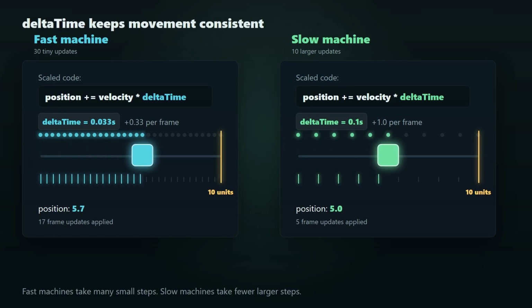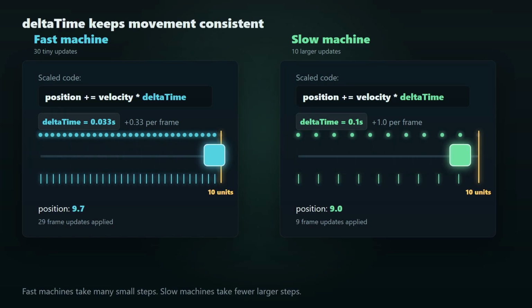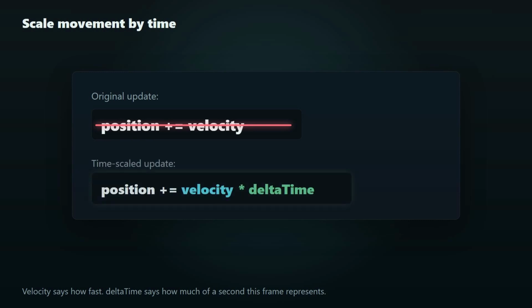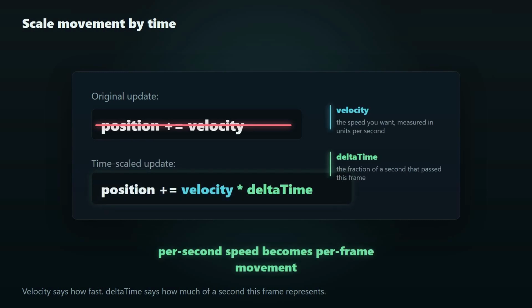So instead of saying, move this much every frame, when we can't be sure how many frames there are going to be, what we need to say is, move this much per second. So we introduce a new value, which we call delta time. Delta time represents how much time has passed since the last update. So on a fast machine, delta time is going to be very small, and on a slow machine, delta time is going to be much larger. So let's look at our original movement calculation, position plus equals velocity, and let's adjust it. Now it will be position plus equals velocity times delta time.